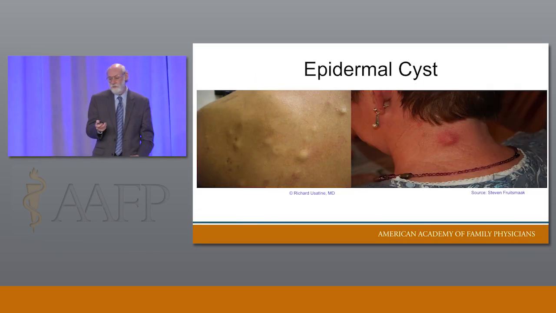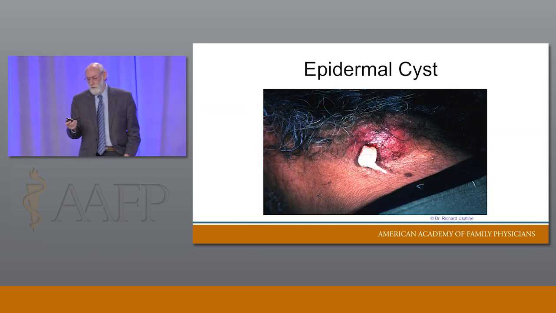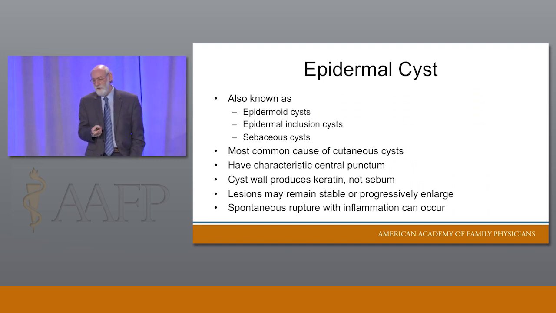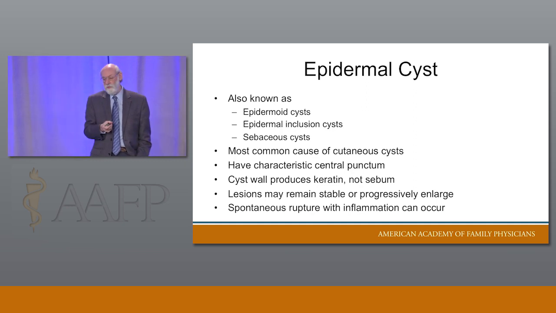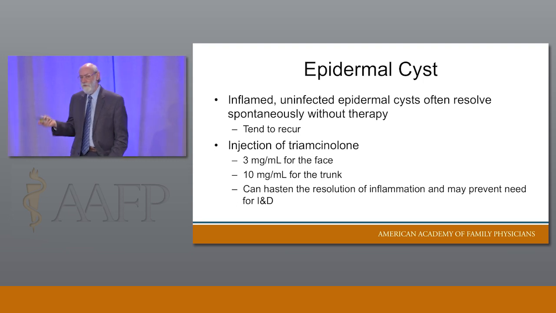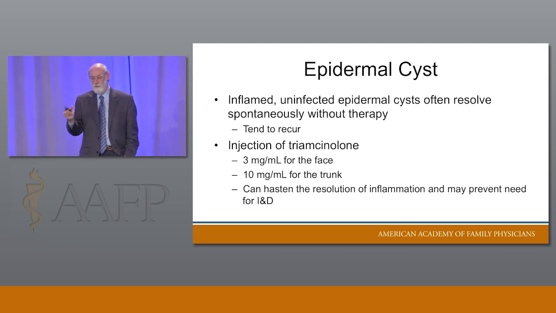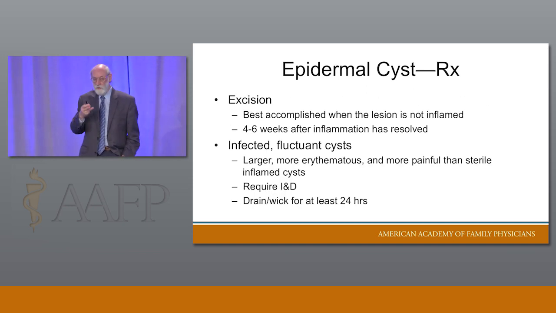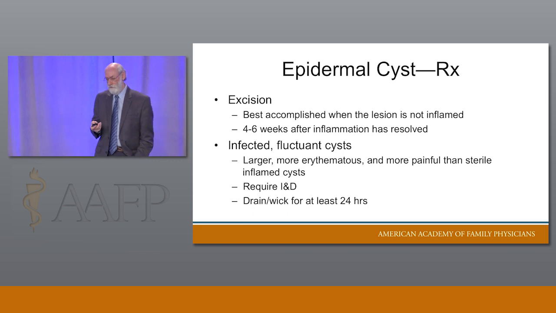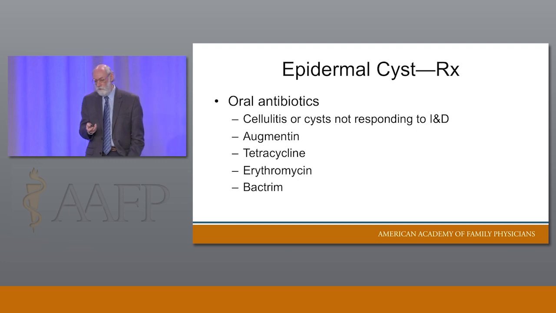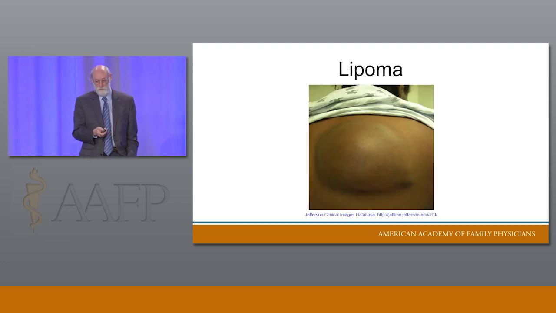These are epidermal cysts. Here's some more. Here's one that's starting to drain. Epidermoid cysts, epidermal inclusion cysts, sebaceous cysts, we call them the same thing. The cyst wall produces keratin, not sebum. They may enlarge or rupture. Inflamed and unruptured cysts can be treated with steroid injection. If they're infected and worse, then you excise them. Or give antibiotics if there's surrounding erythema, warmth, fever, or they're not responsive, and you treat them mostly for MRSA.